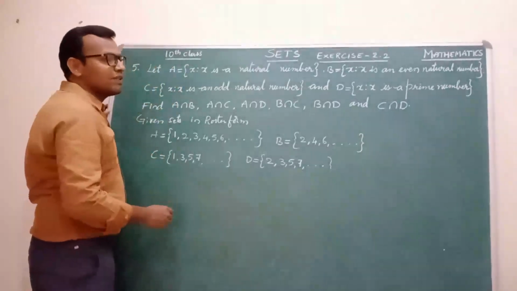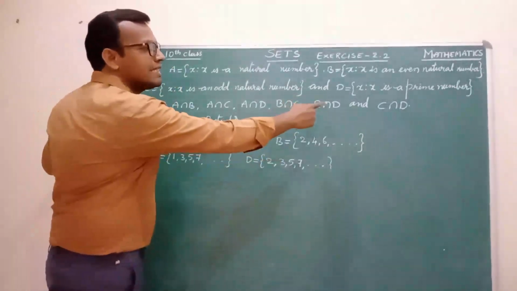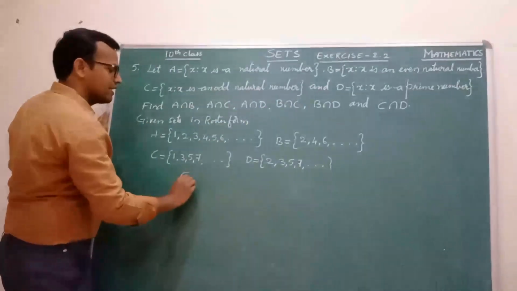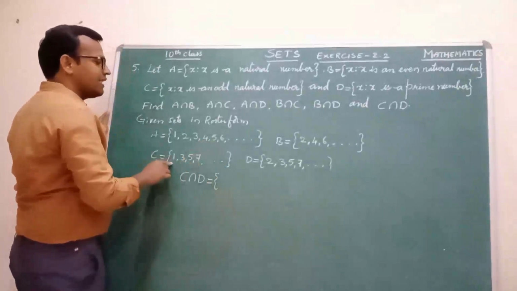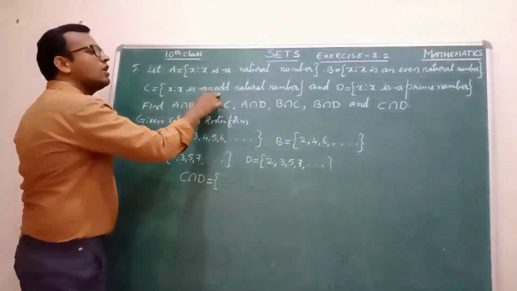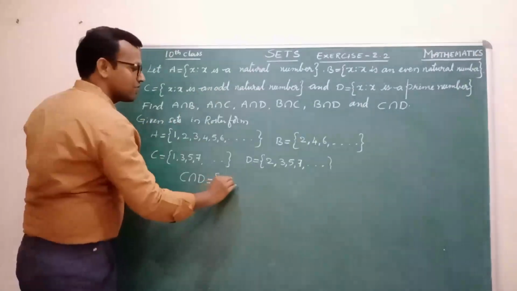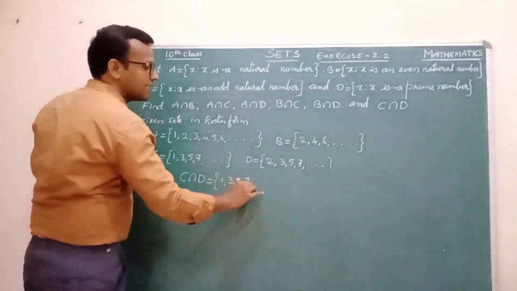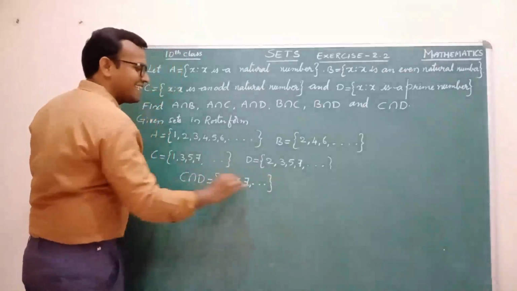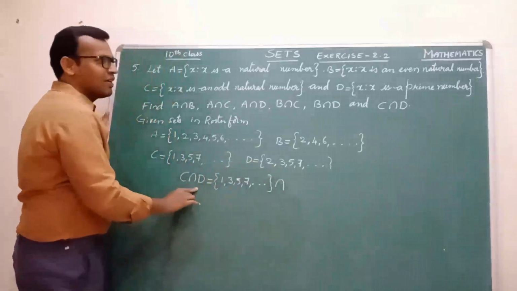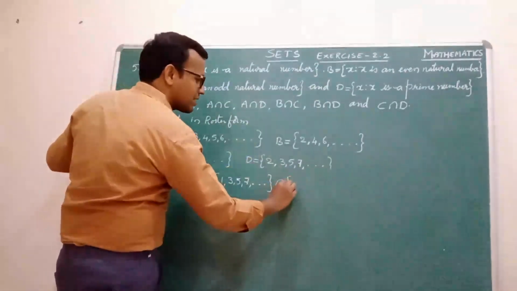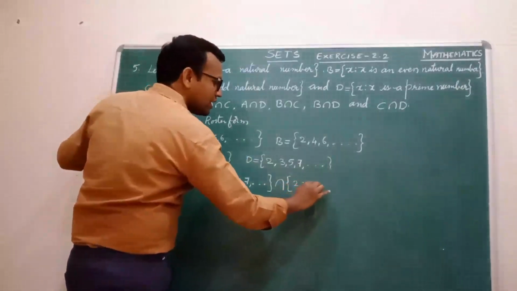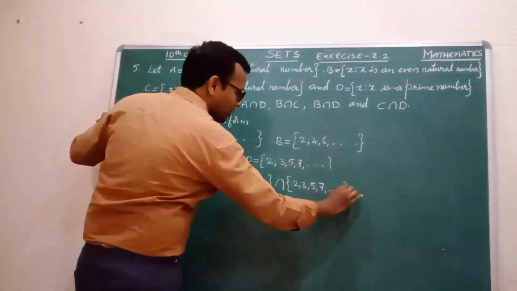The last one that we have to find in this problem is C intersection D. Let me write here C intersection D. What is C? C is the set of odd natural numbers. What are odd natural numbers? 1, 3, 5, 7 and so on. Intersection D. What is D? D is the prime number set. So what prime numbers are there? 2, 3, 5, 7 and so on.